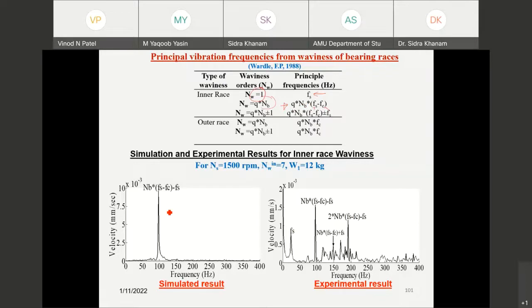So the same thing can be noticed over here. If this is the case, that is number of balls into 1 minus 1, 8 balls are there and the waviness order we considered was 7. So in that case, the frequency given by this equation available in the literature, the same thing we found in both the cases. For the simulated result, it is number of balls into the difference of shaft rotational frequency and cage rotational frequency, minus Fs. The same thing is available in the experimental result also.